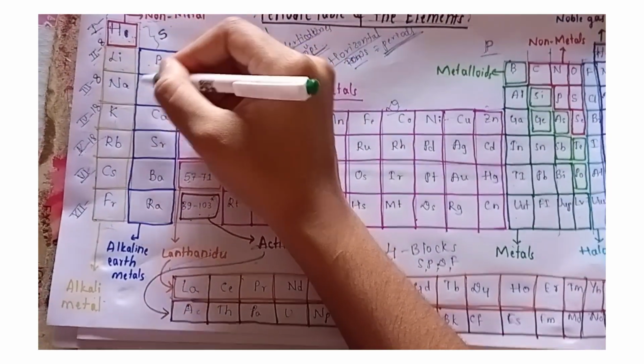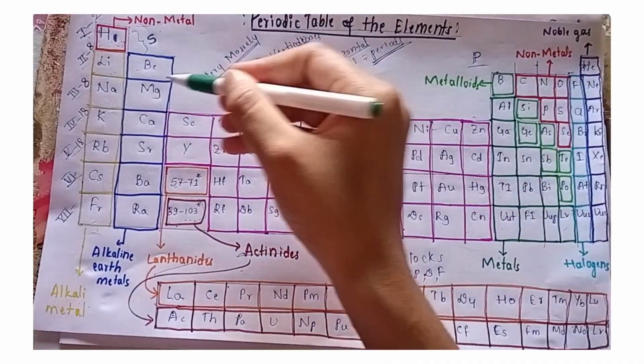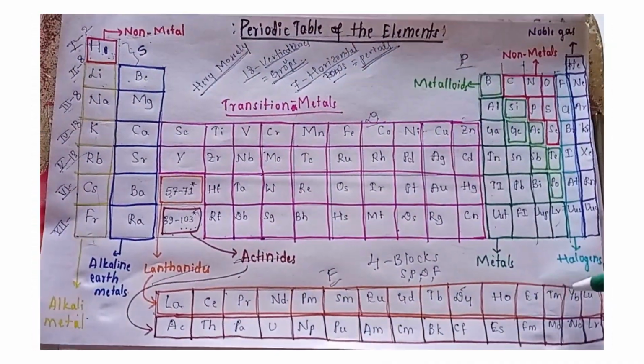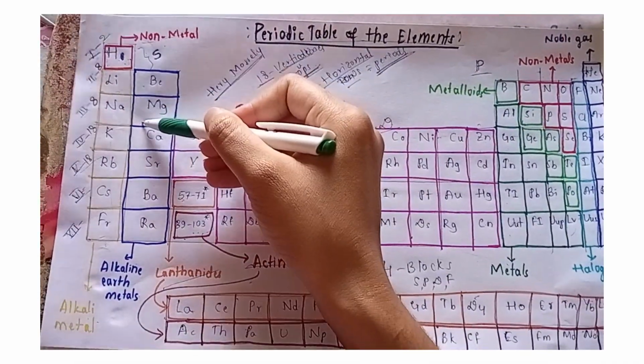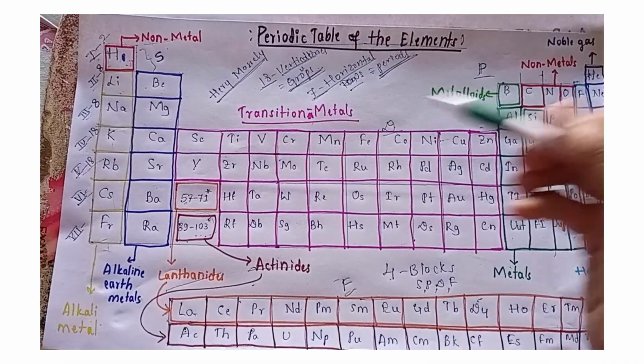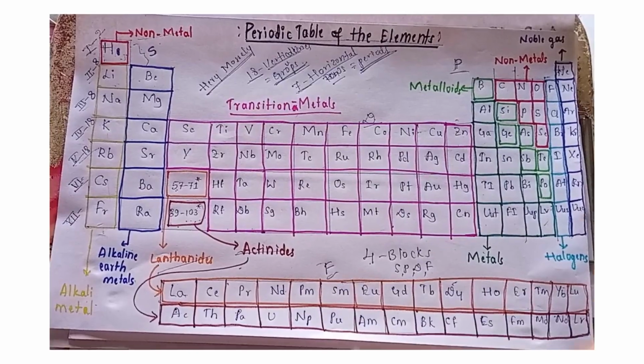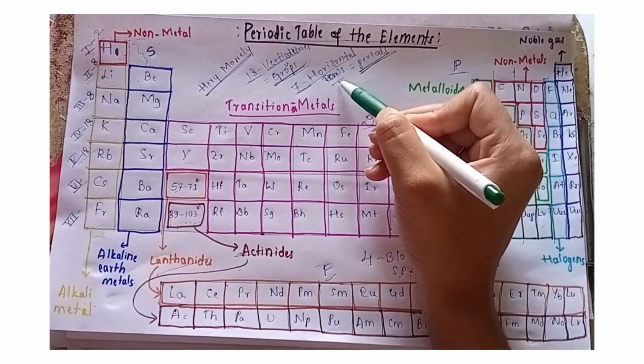So coming to the S block, there are 2 columns. In the P block, there are 6 columns. In the F block, there are 14 columns. In the D block, there are 10 columns. S block, 2 columns. P block, 6 columns. D block, 10 columns. So there are 7 horizontal rows, called the periods.